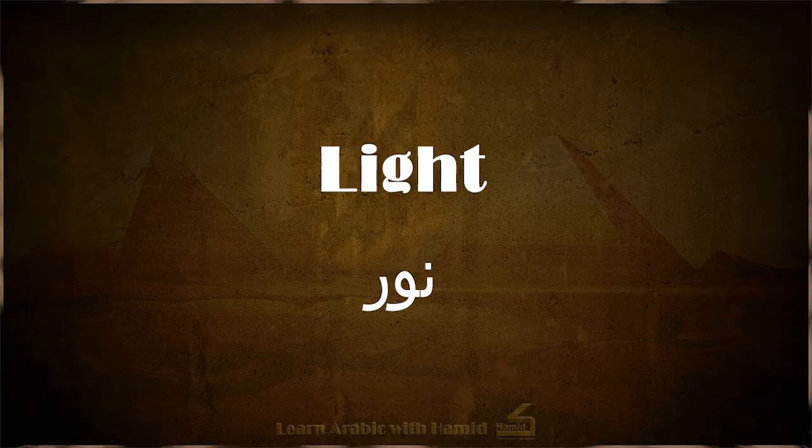Another word, for example, noor, which is light. Noor. So it's long and it's the letter waw in the middle of the word. So bab has a long vowel alif in the middle. Deen has a long vowel ya in the middle. Noor has a long vowel waw in the middle.